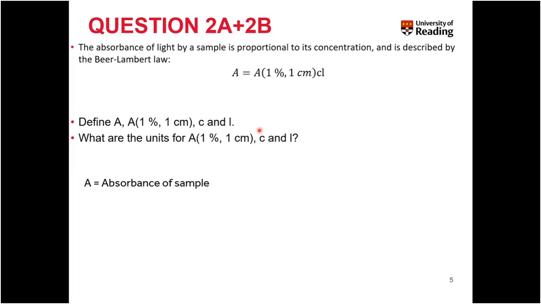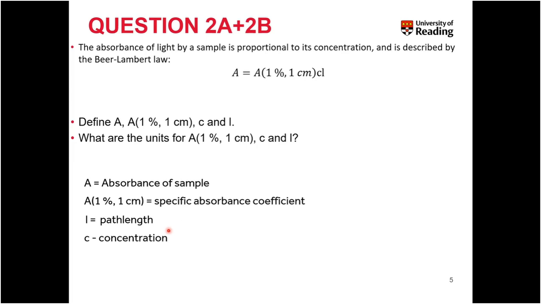So A is the absorbance of sample. So this is the measured absorption that we would have. A 1% 1cm is a specific absorption coefficient, and this is a value that you would look up. It is the absorbance of a 1 weight percent solution in a 1 centimetre path length. And so this is the value that can be found in sources such as the British Pharmacopoeia. L is the path length, and you can always assume that this is 1 unless you're told otherwise. And C is concentration.